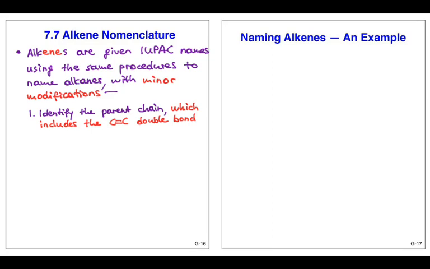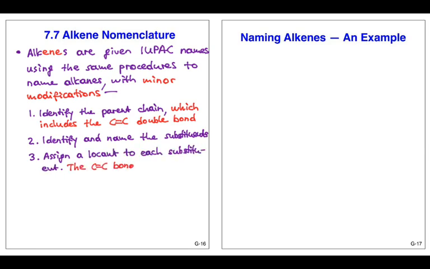First, you need to identify the parent chain, like in the case of naming a simple alkane. But now with an alkene present, you need to pick the longest chain which has the alkene in it. That's number one. Number two, you want to identify and name the substituents. This is analogous to what we have been doing for alkanes.